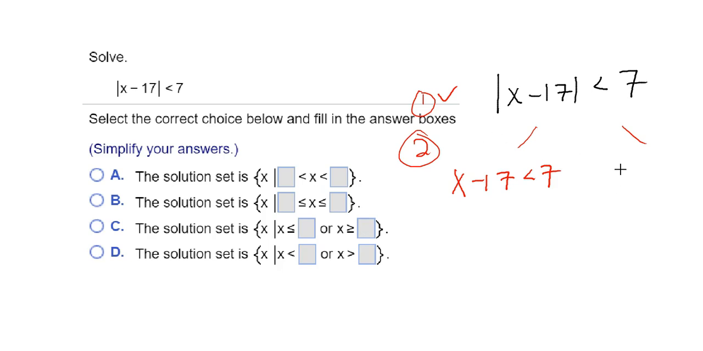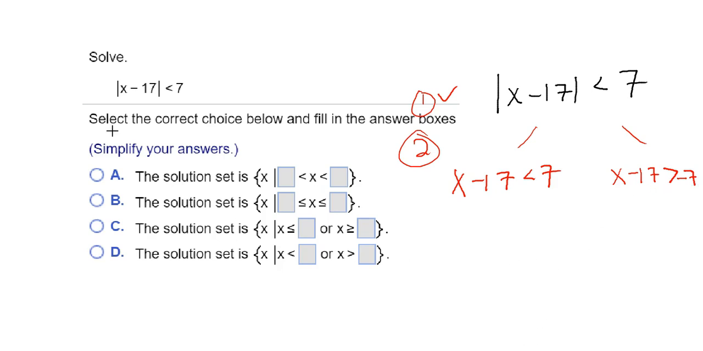The second inequality will be the same as the first one. We'll still have the x minus 17, but I'm going to make two changes here. I'm going to flip the symbol the other way. So instead of less than, it becomes a greater than. And instead of positive 7, I'm going to change the sign and make that a negative 7.